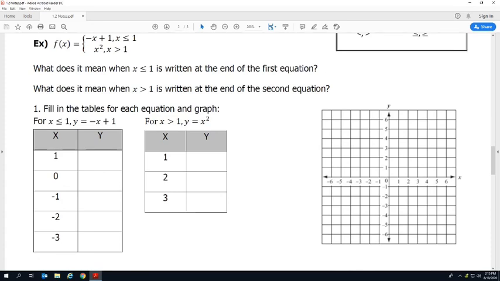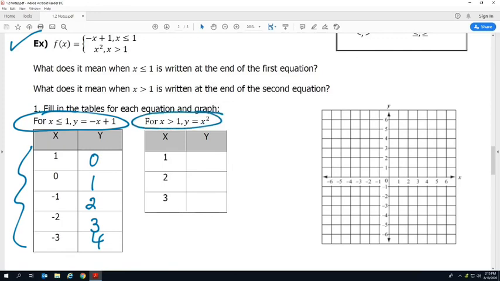Okay, we're going to graph the first equation that they have written up here in our problem. It wants us to do all x's less than or equal to 1. And so notice those are the x's that we've chosen right here. And basically you're just plugging in. If I do -1 plus 1, I get 0. 0 plus 1 is 1. 1 plus 1 is 2. And so this is your table filled in. Then on the next one, you're going to focus on all the x's greater than 1 for the equation y equals x squared. So when you plug in x is 1, you get 1. When you plug in 2, you get 4, and then 9.